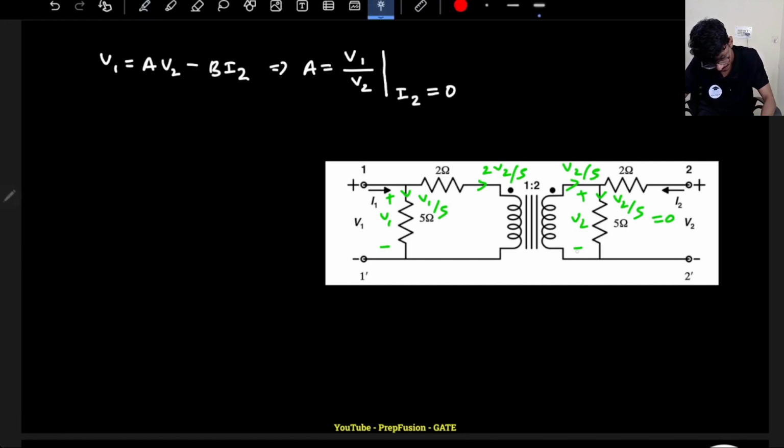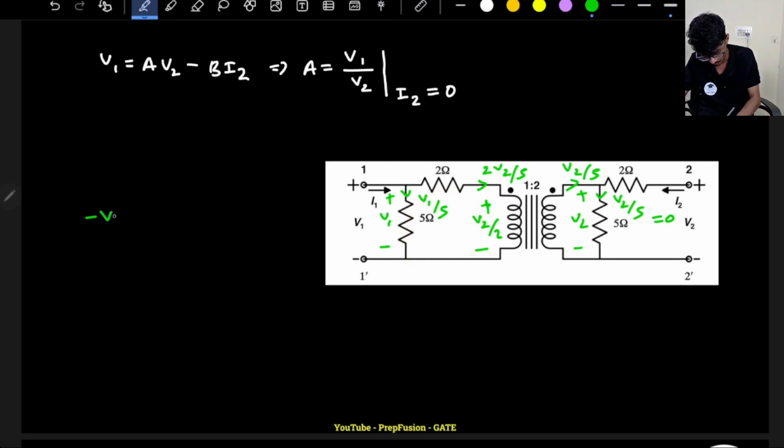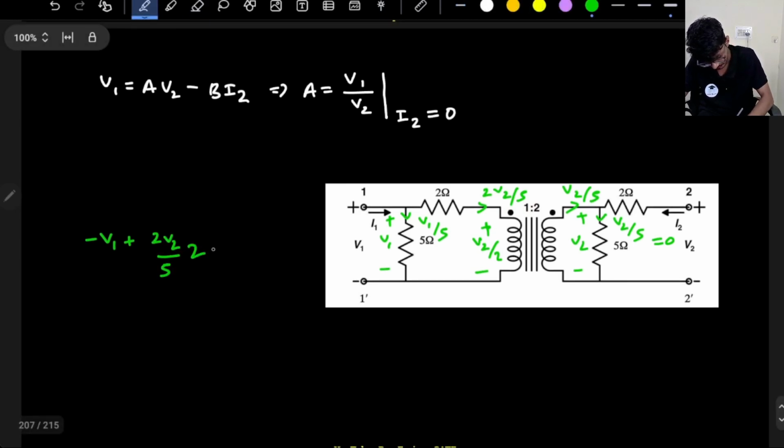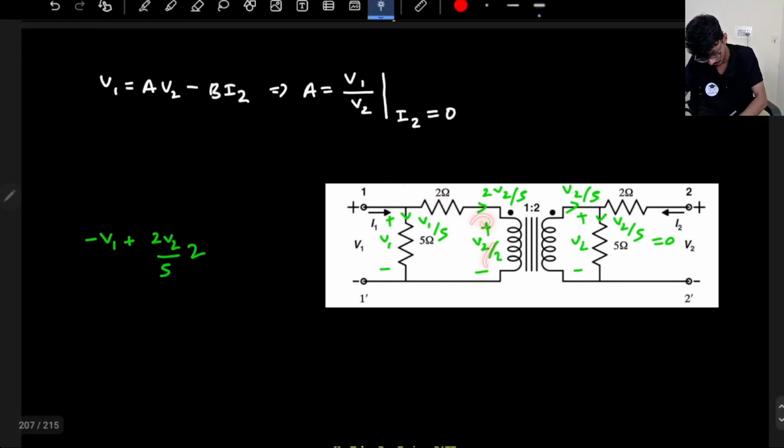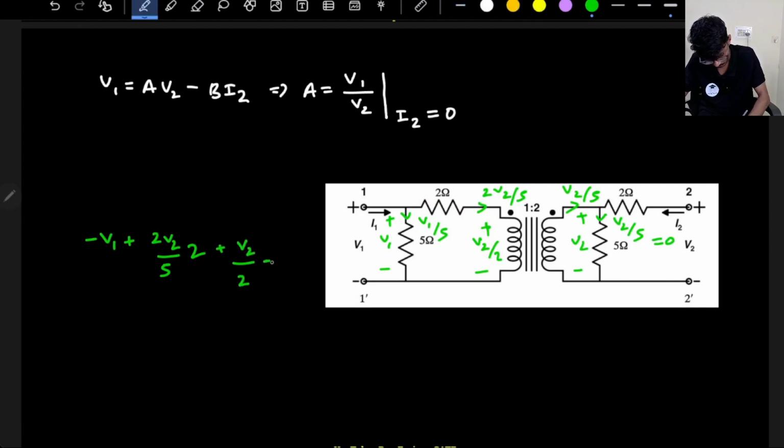Okay, so this voltage is V2, right? If this voltage is V2, what is this voltage? If I go from primary to secondary, voltage doubles. If I go from secondary to primary, voltage should be halved. So this will be V2 divided by 2. So I can simply apply a KVL here. This will be minus V1 plus the drop across this. The current is 2V2 by 5, into 2. The direction I have taken is correct. So the drop will be plus, then this is plus V2 by 2, equal to 0.